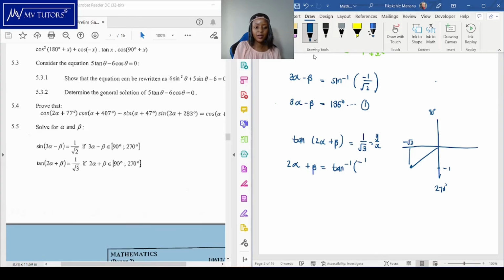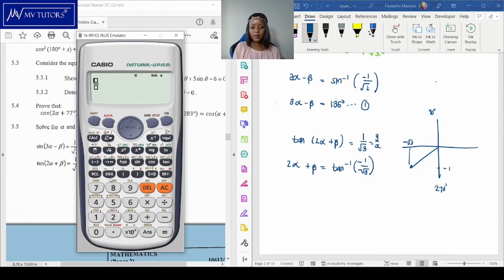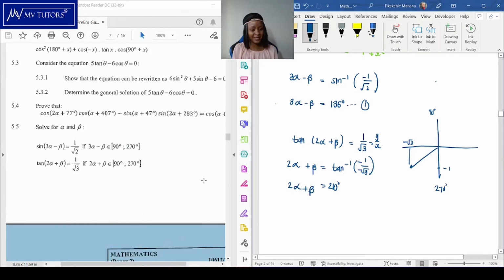So I have negative 1 over negative root 3. So tan inverse of negative 1, but it will cancel the negatives. So what are we going to do? So 30, and I'm going to add 180 degrees to it. Okay, so I get 210. So 2 alpha plus beta is equal to 210 degrees.